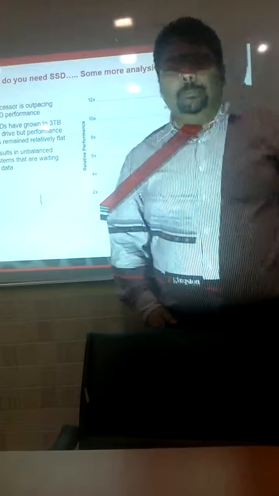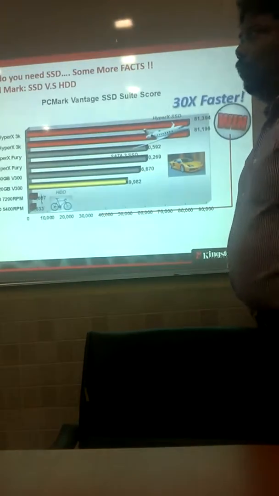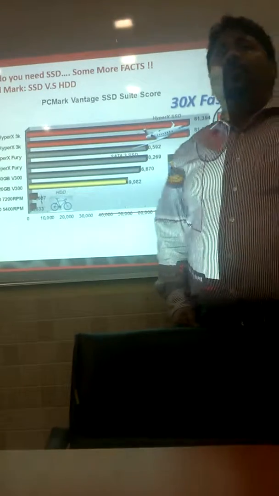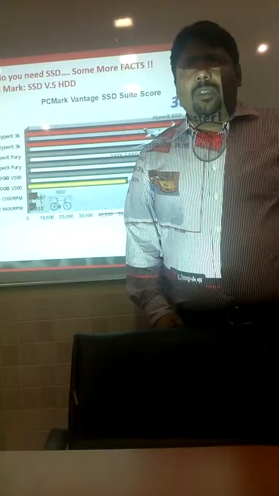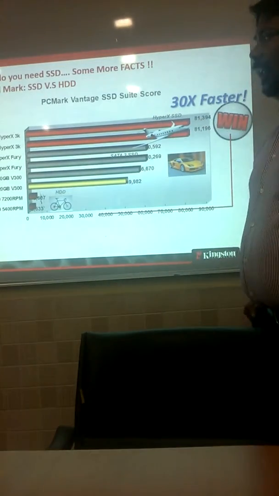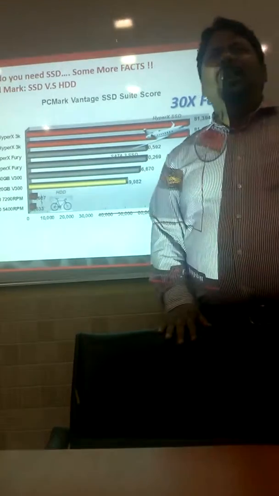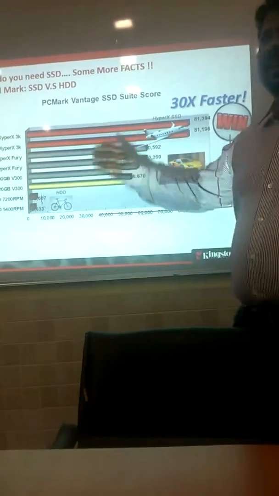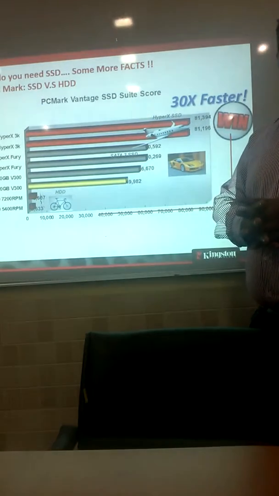Some more facts that will give you confidence why you should use an SSD. PCMark Vantage is an organization that gives you ratings of different products. The rating which a hard drive has got is more like a bicycle with the storage speed and performance. When it comes to SSD, it has got one of the best ratings, like a fast racing car.